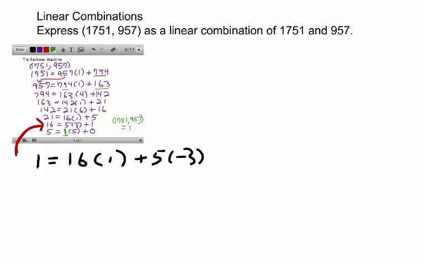Next, let's look at the line above, where we have 21 equals 16 times 1 plus 5. We'll rewrite that so it is solved for 5. So we have 5 equals 21 times 1 plus 16 times negative 1.